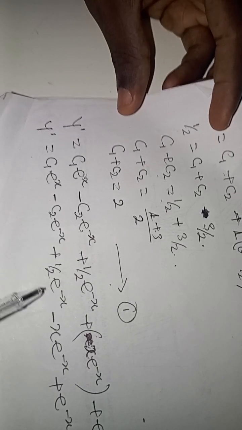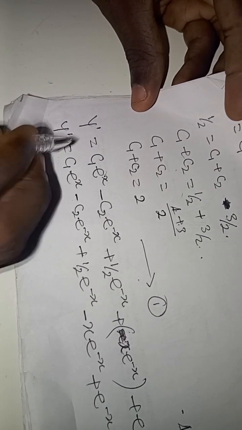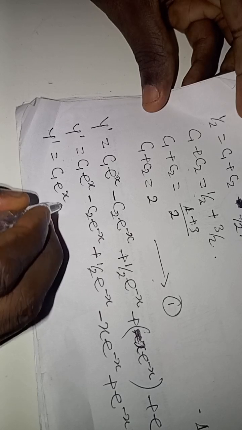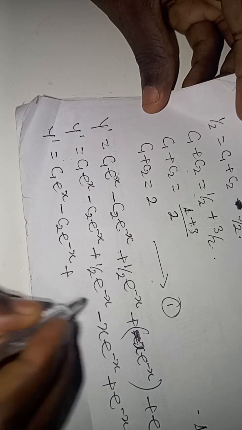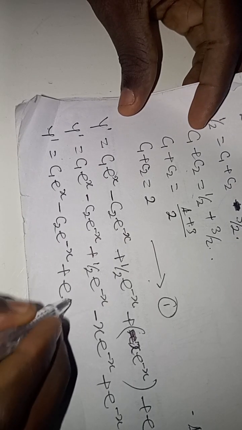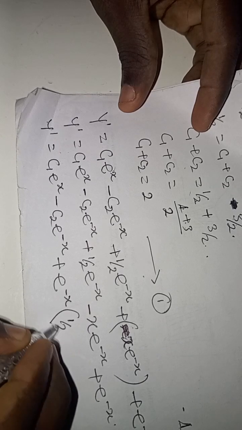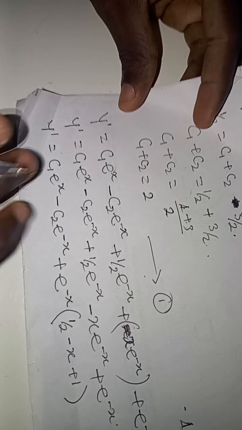Right, so if I check very well from this point, exponential minus x is common, so I will factor it out. So my y prime here becomes c1 exponential x minus c2 exponential minus x, then plus exponential minus x is common, so I'm going to have exponential minus x into, I have 1 over 2, a minus x, then plus 1.